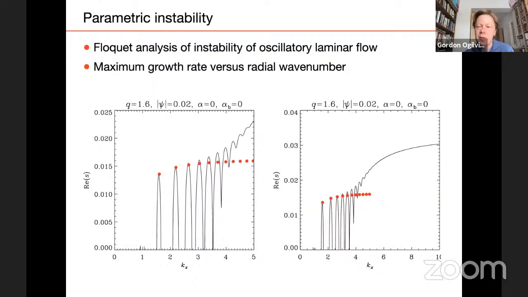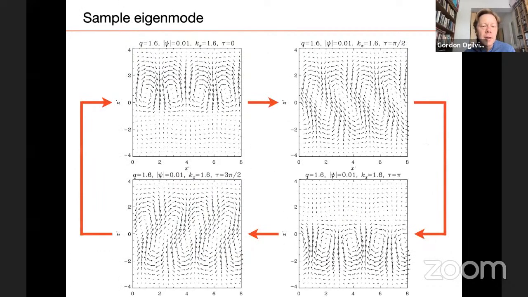And that leads to an instability with a growth rate that can be calculated and increases with the warp amplitude. The unstable modes are basically feeding off the oscillatory shear flows in the disk. So they produce Reynolds stresses that extract energy from that and grow as a result.